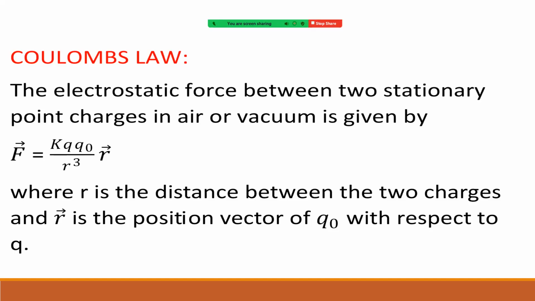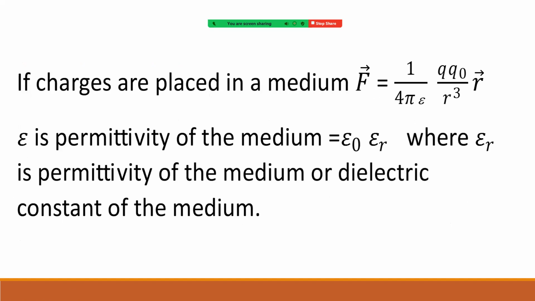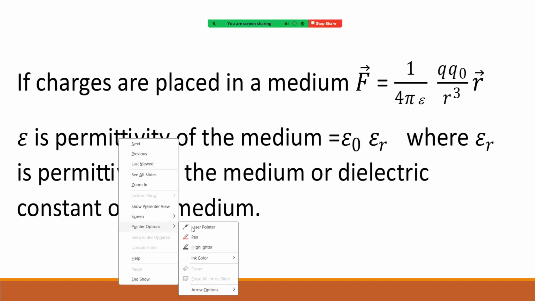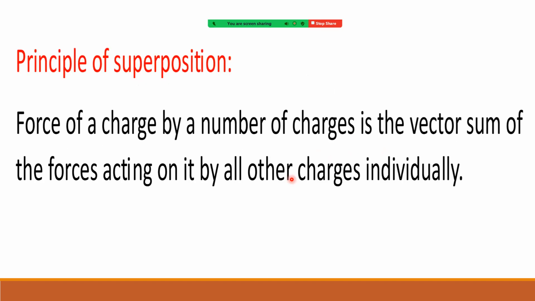Hi students, in this lecture we are going to continue Coulomb's law. In the last class we have seen what Coulomb's law is. It's a statement, right? And next, the value of 1/(4π epsilon naught): if that changes in a medium, then in the place of epsilon naught, we write epsilon, which is equal to epsilon naught times epsilon r. Let us now continue.